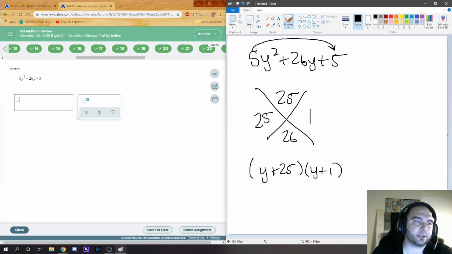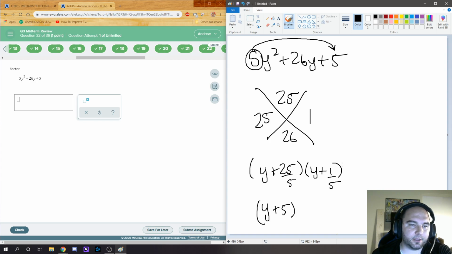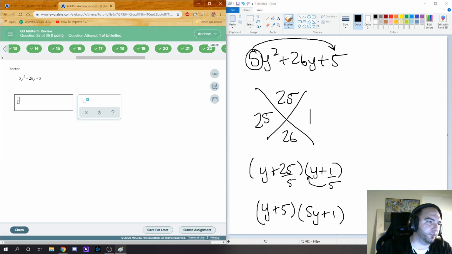Step 2 of this extra process, because there's a number out front, is to take that number out front and put it underneath each of these answers. 25 divided by 5 is now what you have, which is 5. And on the second one, you can't divide 1 by 5. So you bring the 5 up front, put it in front of that y, and then remove it from where it was. So it becomes 5y plus 1. And I know that's a little bit of math voodoo there, but it's called the bottoms up way, and it works.